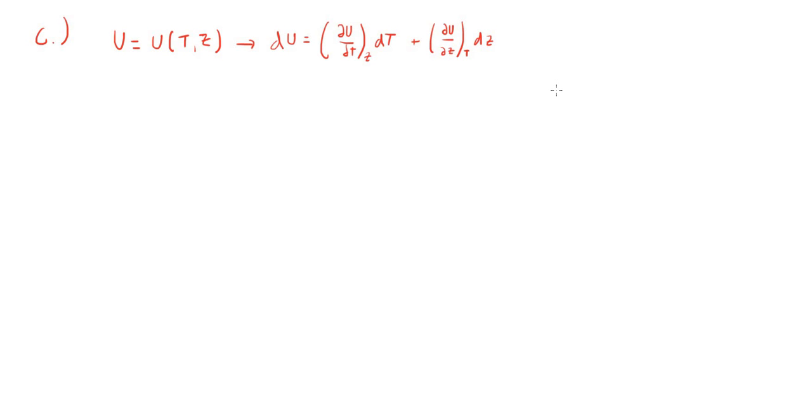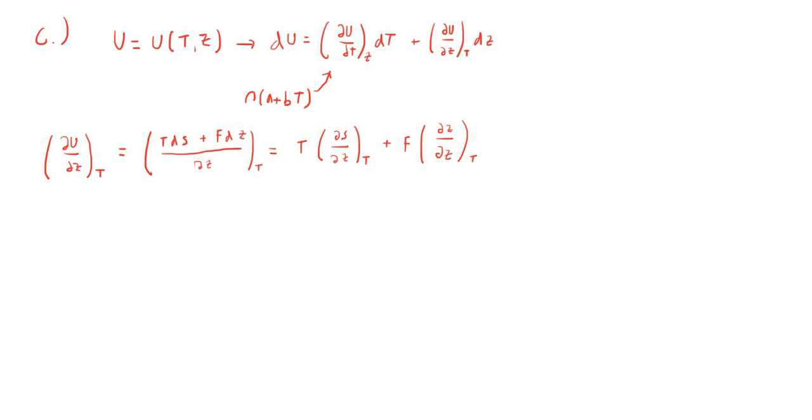Just like in part B, we need to solve these two expressions, dU over dT at constant z and dU over dz at constant t. If you remember from part B, we already solved the first, and it's equal to n times a plus bt. For dU over dz at constant t, we need to plug in our expression for dU and simplify the equation. After simplifying, you get this expression, and we can simplify this because this is going to go to 1.